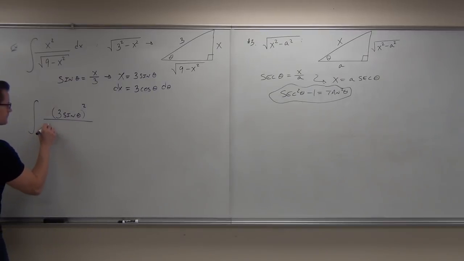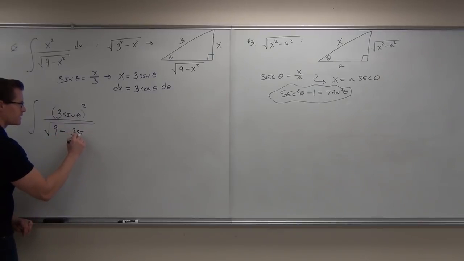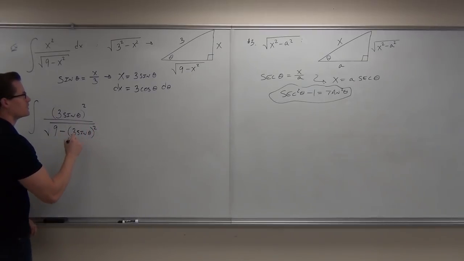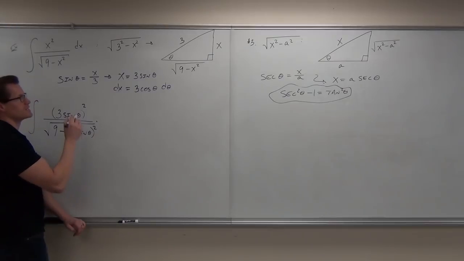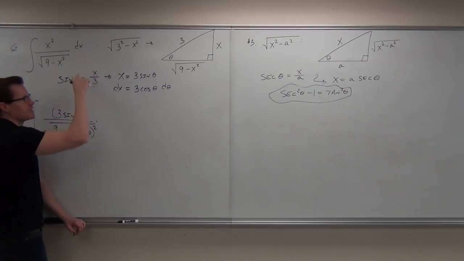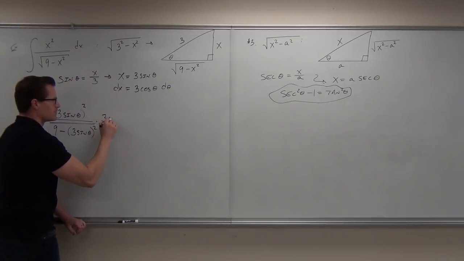Denominator: square root of 9 minus. The 9's still there. Very good. Minus 3 sine theta, and then what? All squared. Very good. I like it. And then, oh man, we've got a dx as well. What does the dx become? 3 cosine theta d theta.